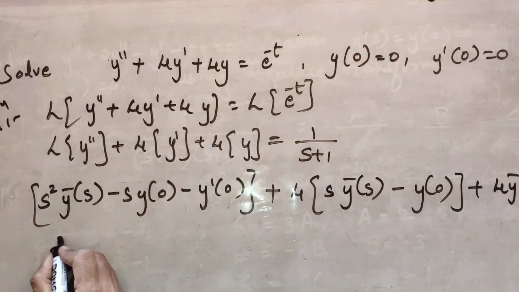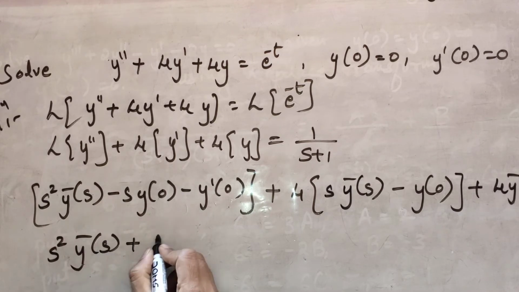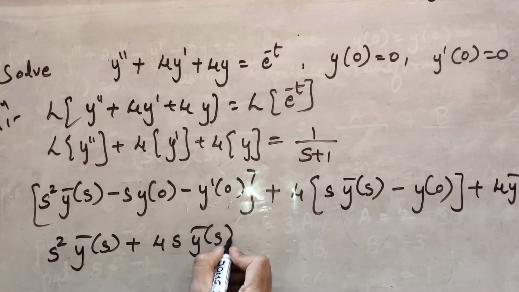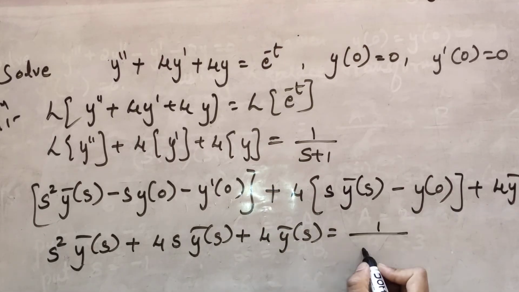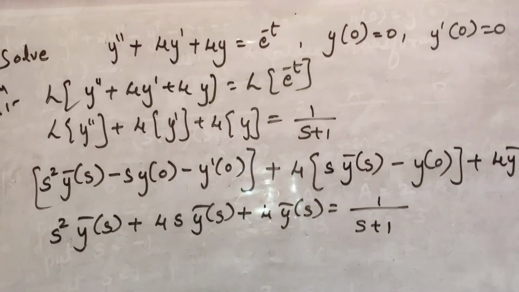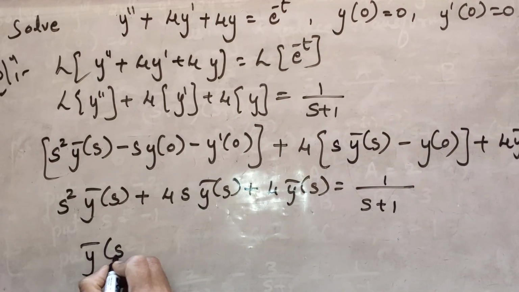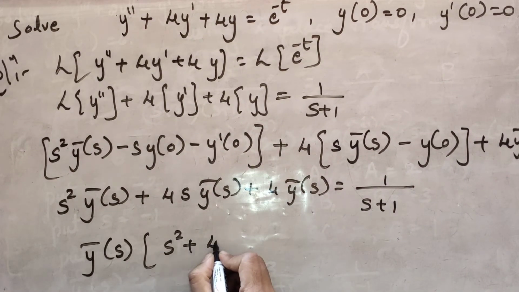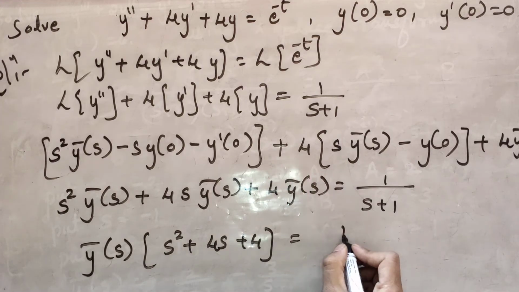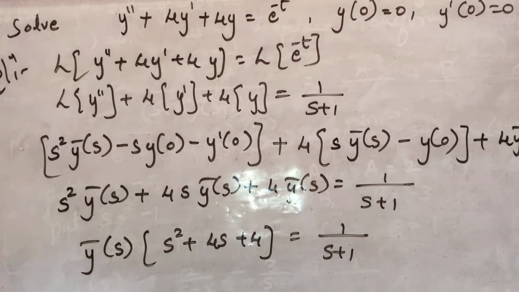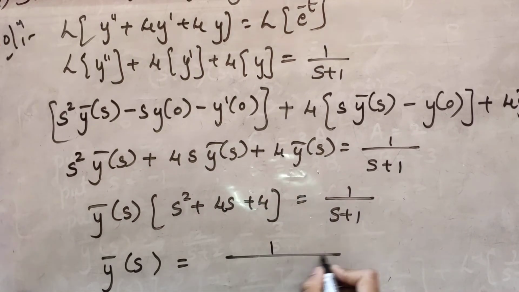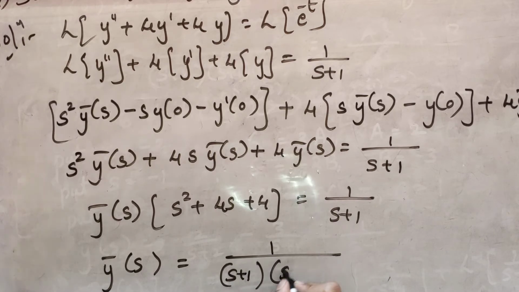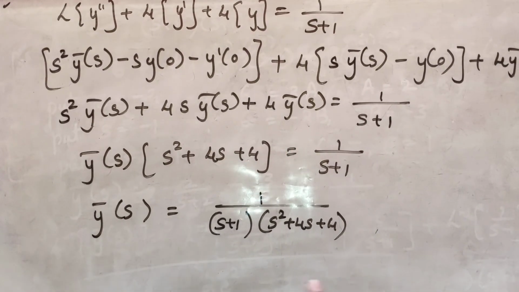So we'll have s square y bar of s in the first term, plus 4 times s into y bar of s in the second term, plus 4 y bar of s in the third term, equal to 1 divided by s plus 1. Now I will take y bar of s common. You are left with s square plus 4s plus 4 is equal to 1 divided by s plus 1, or y bar of s is equal to 1 divided by s plus 1 times s square plus 4s plus 4.